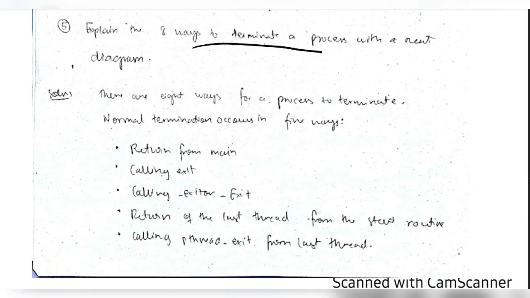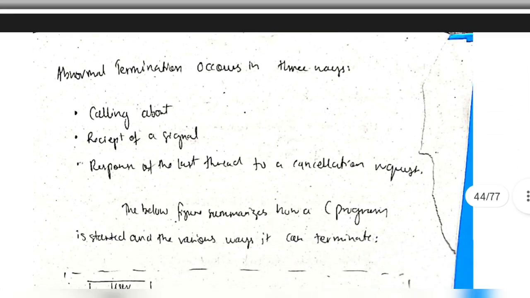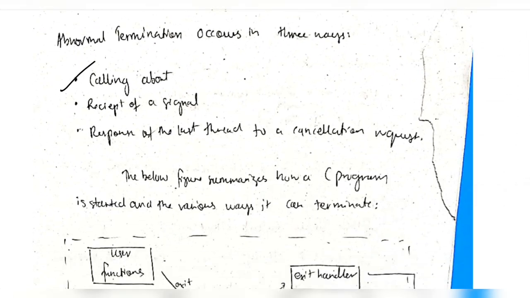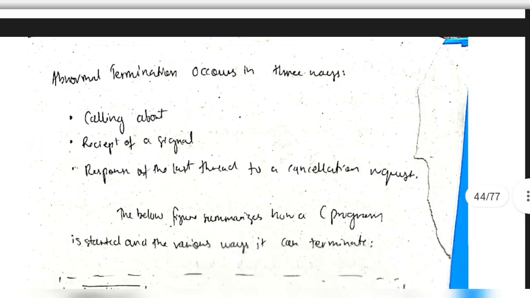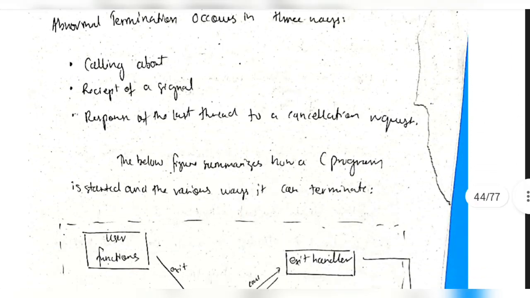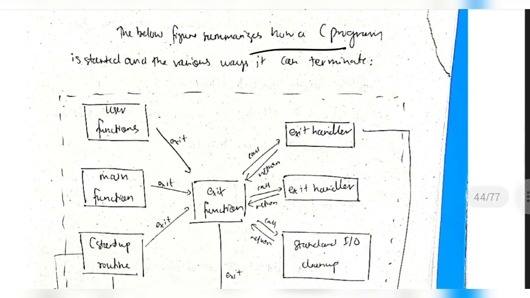Explain the 8 ways to terminate a process. Totally there are 8 ways. Among them, 5 ways are normal and 3 ways are abnormal. The normal ways are return from the main function, calling exit, and two types in that: returning from the last thread and calling pthread_exit. The abnormal termination includes calling abort, receipt of a signal, and response of the last thread to a cancellation request. You have to explain one or two lines regarding each of these points. Same thing goes for this also, and after that, you will write how a C program is started and the various ways in which it can terminate.